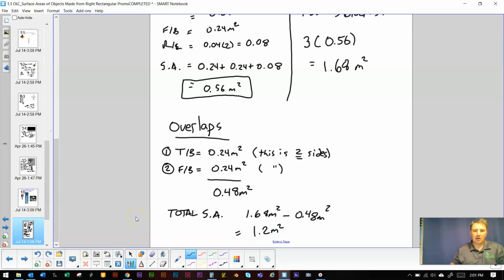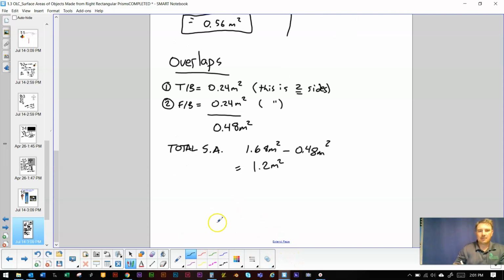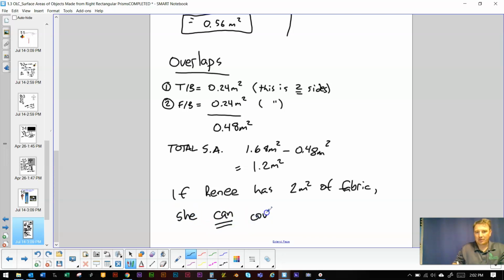So now we can answer with all certainty and say, if Renee, 2 E's I think, has 2 meters squared of fabric, she can cover this chair. And we proved it, right? You can't just say at the beginning of the question, yeah, she's got enough. You have to be able to prove it, right?